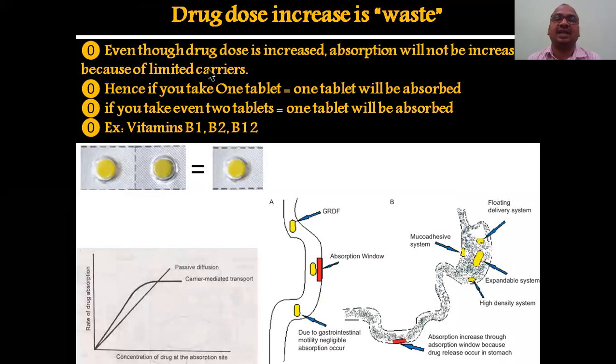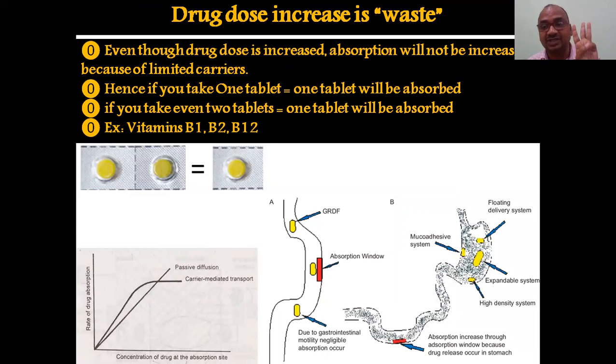See here, that is the third concept. Even though you are taking 2 tablets, it is equal to 1 tablet only. Why? See here, one particle is engaged here, it is transporting. So the remaining particles will be waste only. They will be passed into fecal matter. That's why one B complex tablet daily is enough.